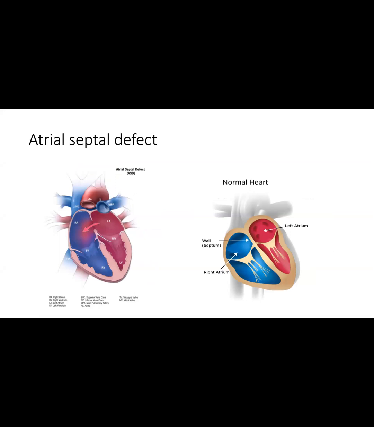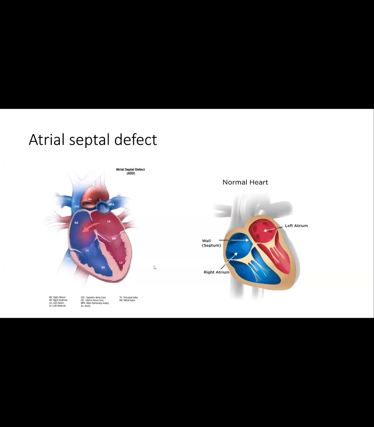Atrial septal defect describes a condition where the septum between the right side and the left side does not close up all the way and remains open even after birth. Normally this is how the septum is supposed to be in a normal individual. It's supposed to be closed, but during fetal development this is open, and that's normal. But when the baby is born, it's supposed to close. Septal defect means that this opening remains even after birth. So now there's this opening in the septum.